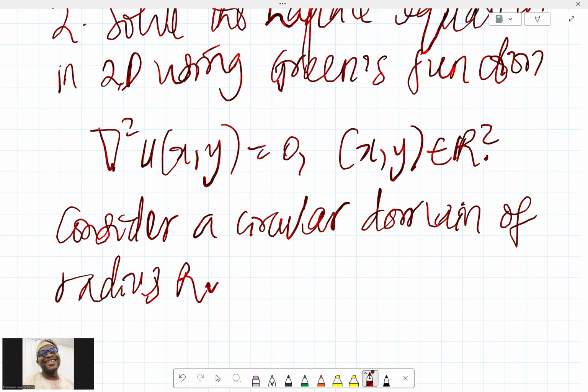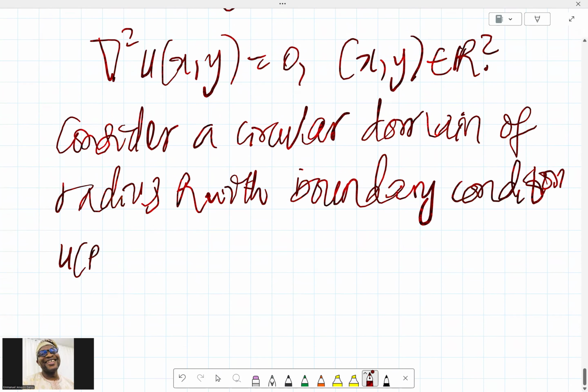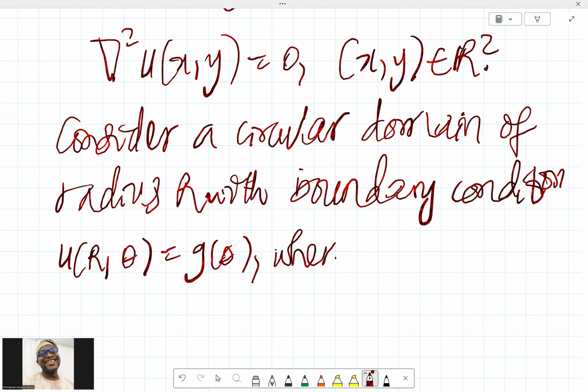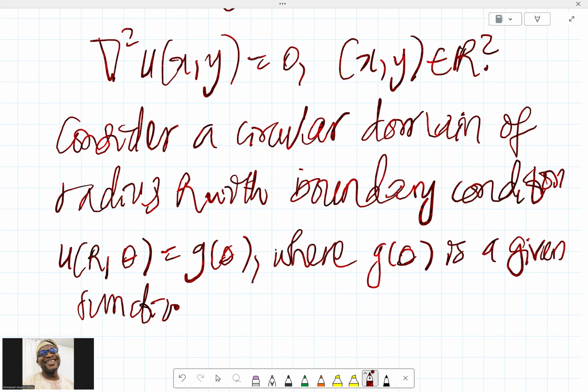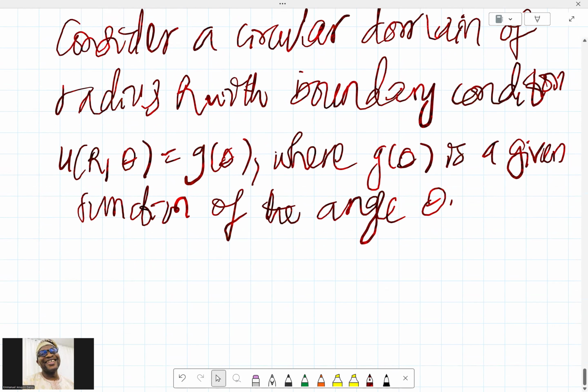with boundary condition u of r comma theta equals g of theta, where g of theta is a given function of the angle theta. So again, in this case, you are expected to derive the Green's function for this problem and use the Green's function to find the solution u of x y inside the disk. Okay, let me write that too.